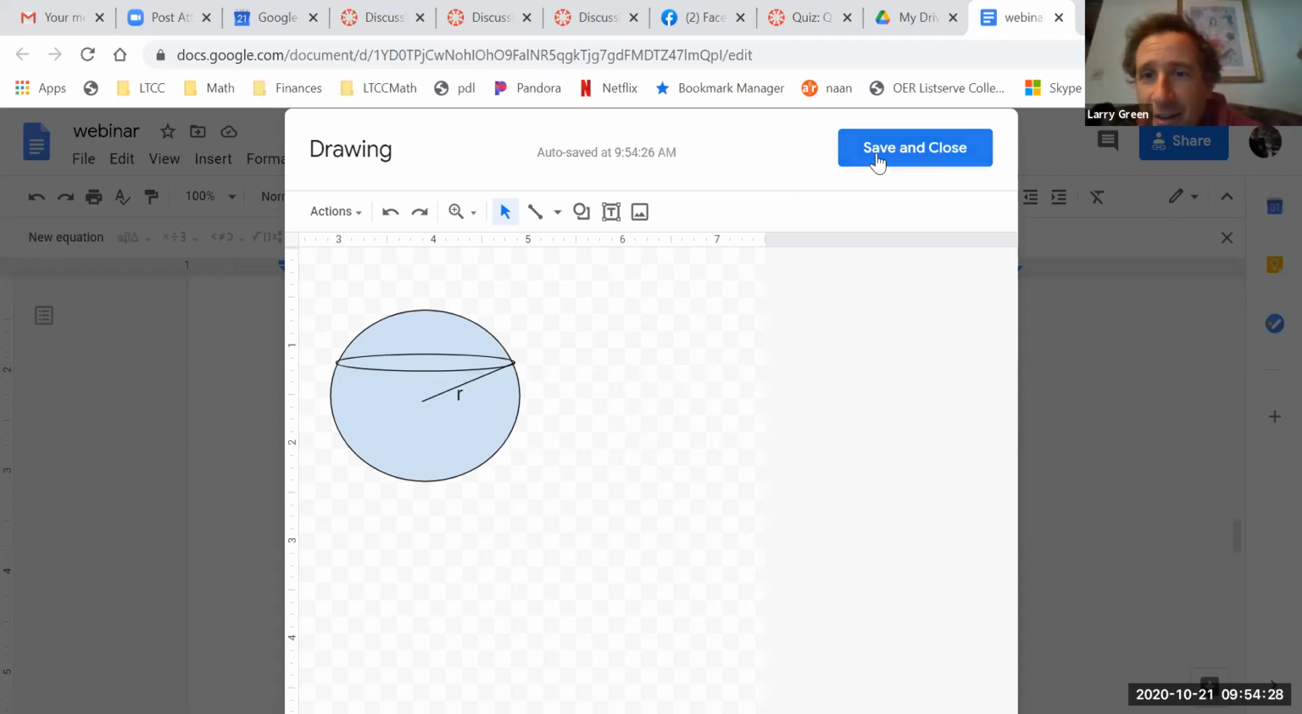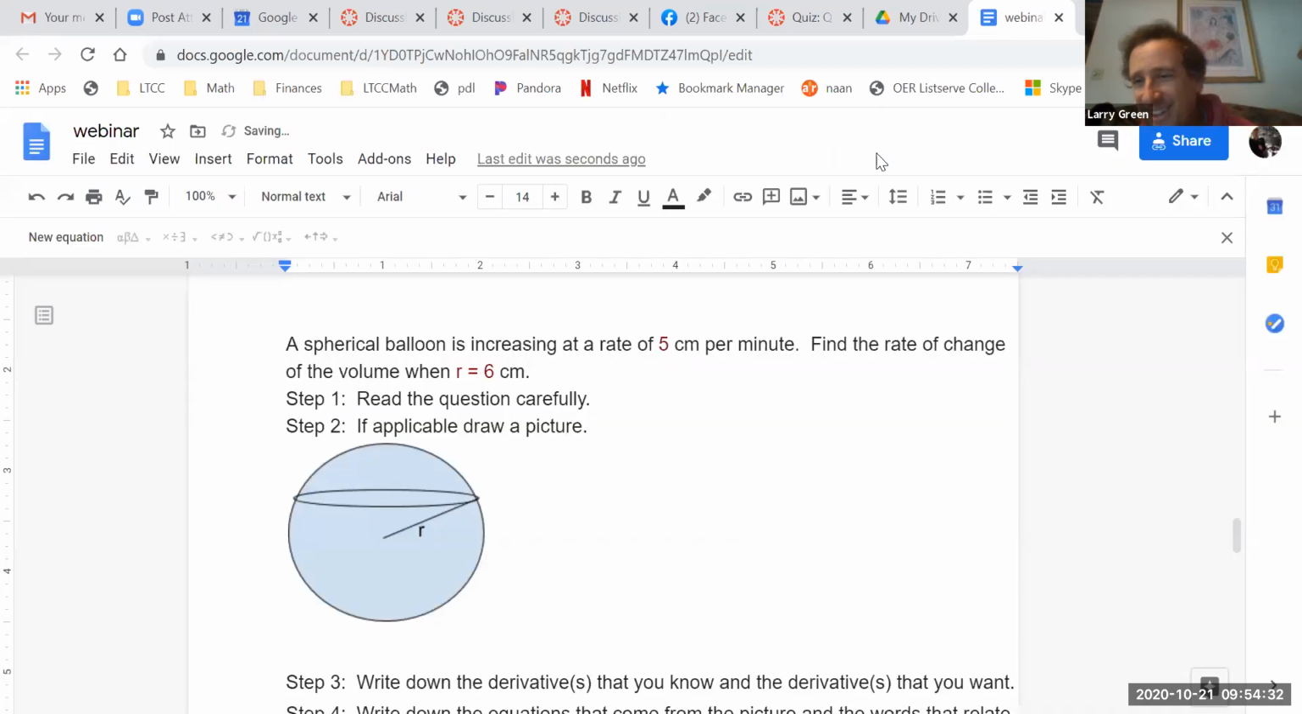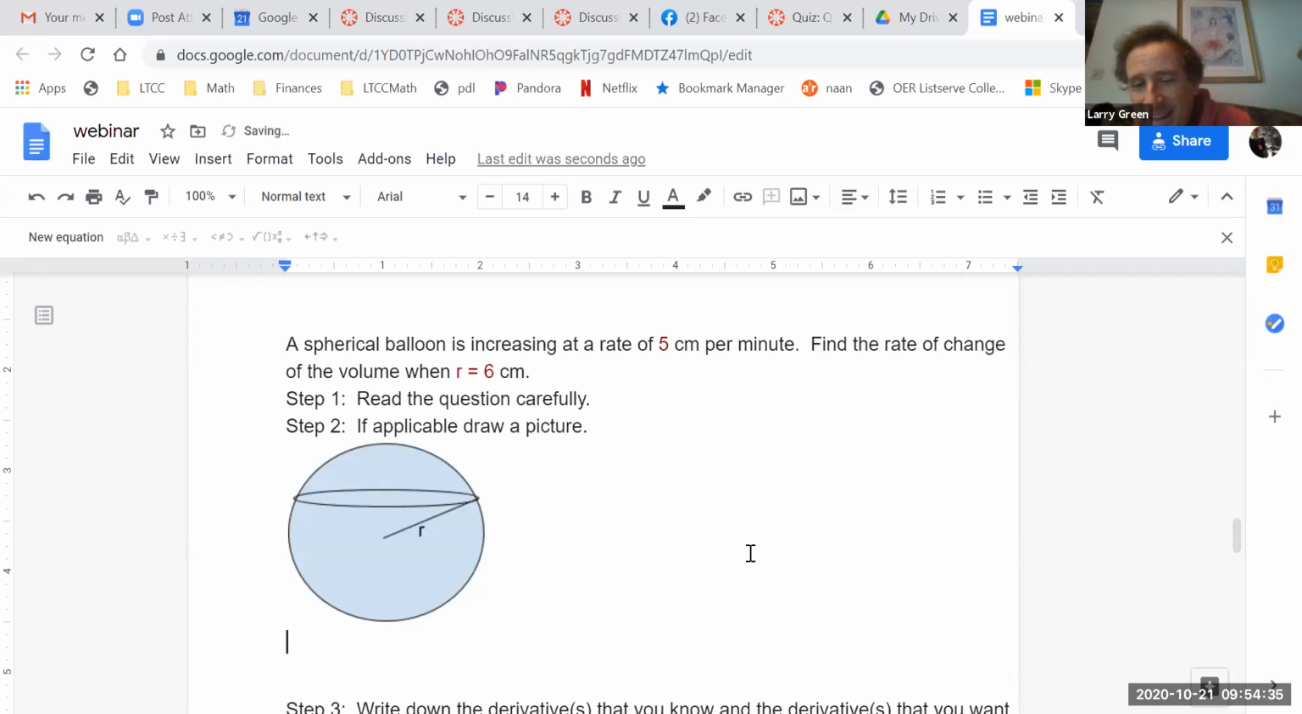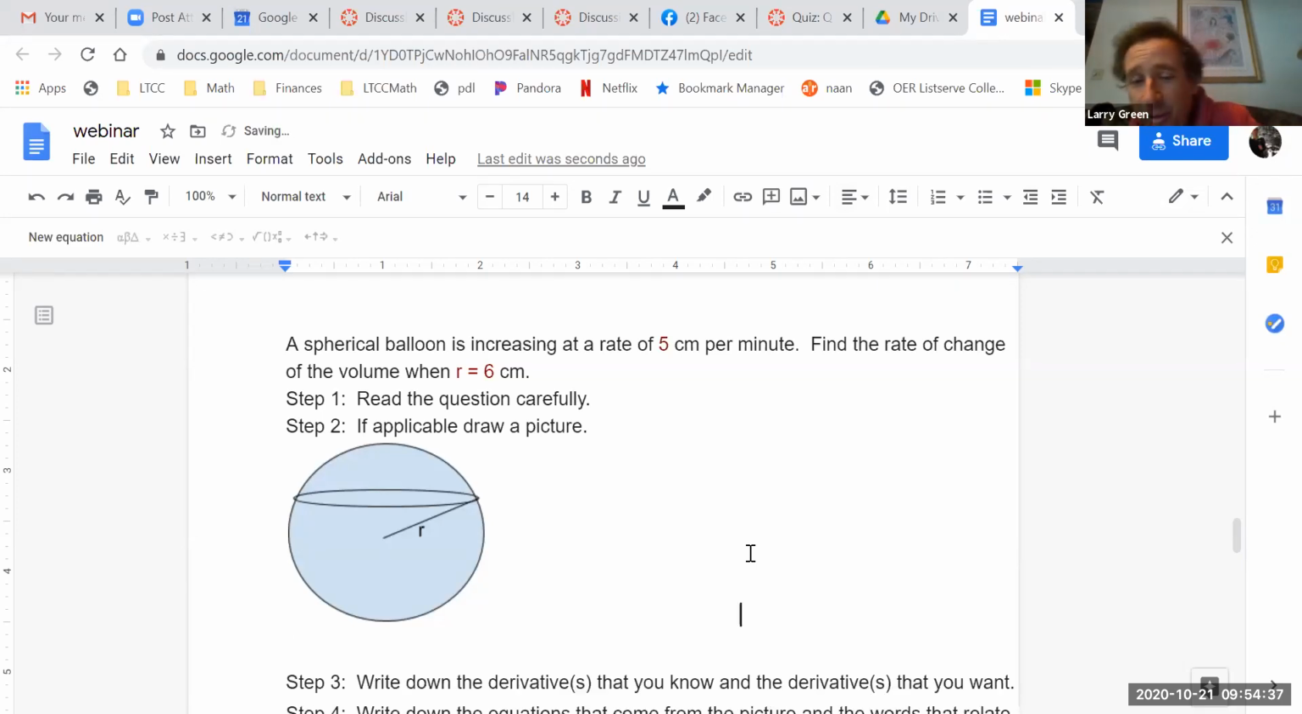Now I'm gonna hit save and cross my fingers and hope it works. Let's see. Yes, it worked this time. I have no idea why the last time it didn't. Okay, we drew a picture, and you can imagine blowing this balloon and it getting bigger.